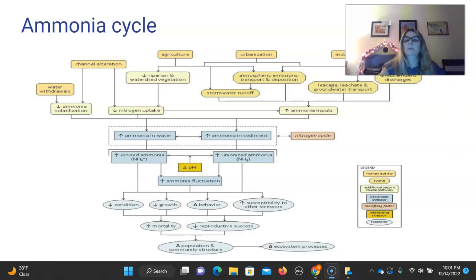This just kind of shows more in depth how it enters the environment and how pH also changes the ionization and the unionization of ammonia, because that's an important factor in the different toxicities to fish. The overall effect of ammonia, how it affects fish, is the decrease in condition and growth, changes in behaviors, decreased reproductive stress, increased mortality, which results in population, community, and ecosystem processes changes.